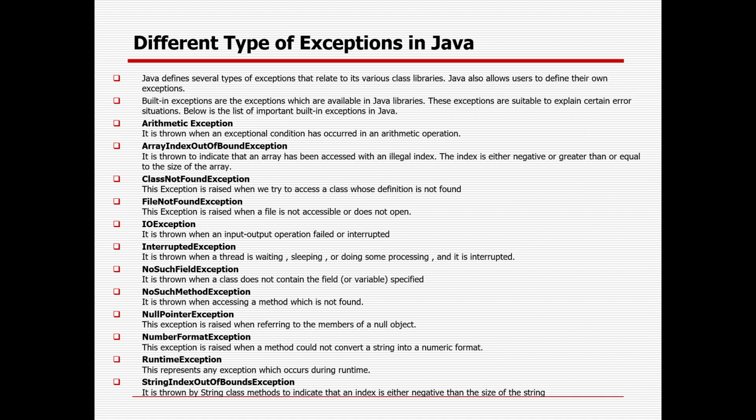Exception might have different things also. So an exception or exceptional event is a problem that arises during the execution of the program. When an exception occurs, the normal flow of the program is disrupted and the application terminates abnormally, which is not recommended. Therefore, these exceptions need to be handled. And exceptions can occur for many different reasons.